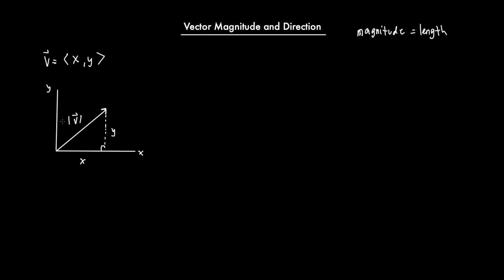And using the Pythagorean theorem, we know that the sum of the squares of the legs of the triangle is equal to the square of the hypotenuse, or a squared plus b squared equals c squared. So using this knowledge, we have x squared plus y squared equals the magnitude of the vector squared. Now, if we take the square root of everything, we can isolate the vector's magnitude, which is equal to the square root of x squared plus y squared. And this is one of the important equations that we need to remember.